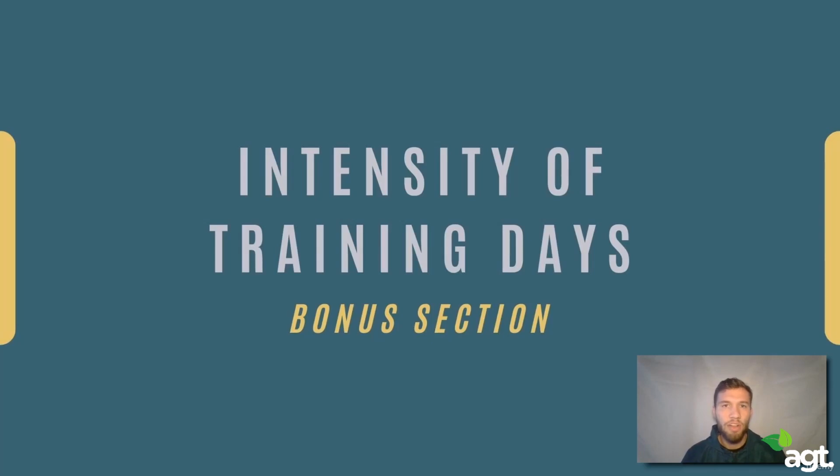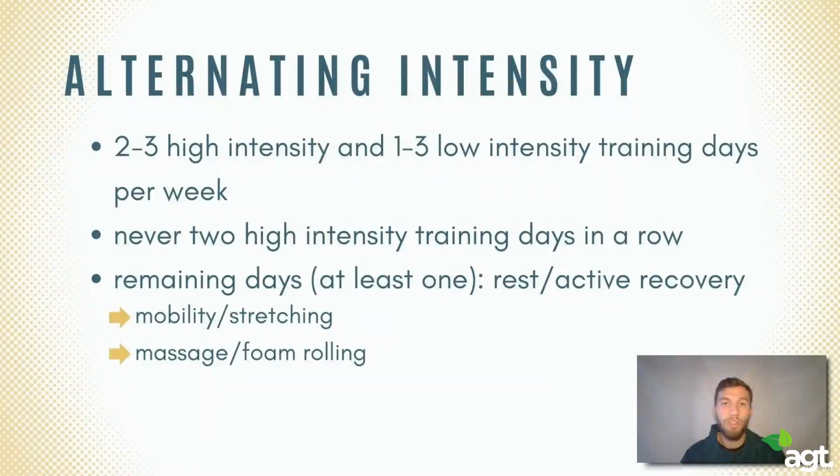This next chapter is about the intensity of weekly training days. Here, of course, we want to optimize our improvements and our gains while at the same time avoiding overtraining. And I'll explain to you what you need to be aware of. So what you want to do is you want to alternate between the intensity of the workouts. You're going to have high intensity days, and then you're going to have low intensity training days. Your high intensity days could be about 2 to 3 per week, and the low intensity days 1 to 3, depending on where you are.